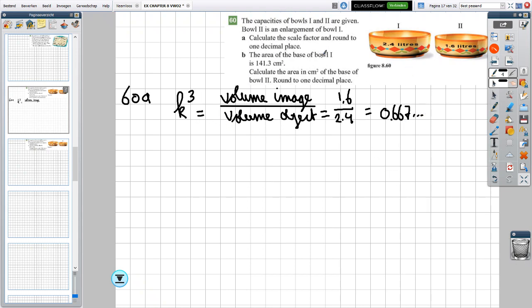What's going to be my scale factor? Well, I want to go from k cubed to k, and this is the new trick that we have been introduced. If we take the cube root of k to the third, we find k. This is k to the third, so I take the cube root of 0.667, etc. And let's punch that into our calculator, shall we?